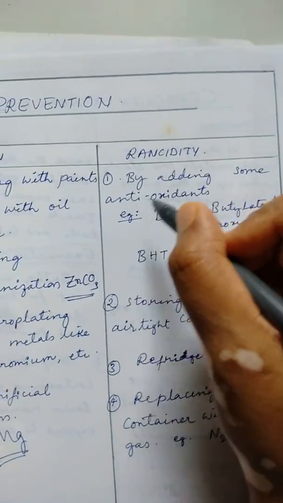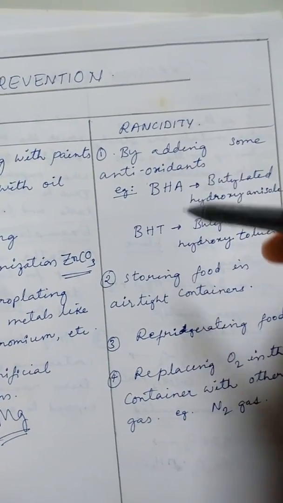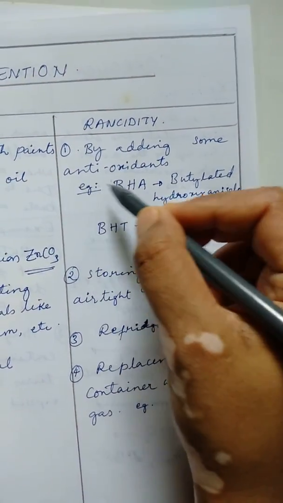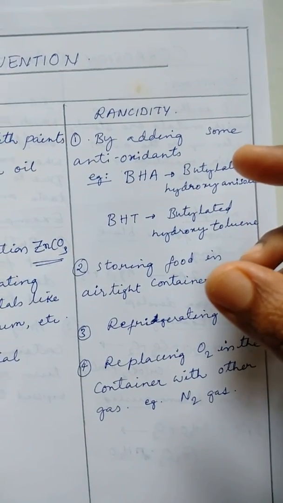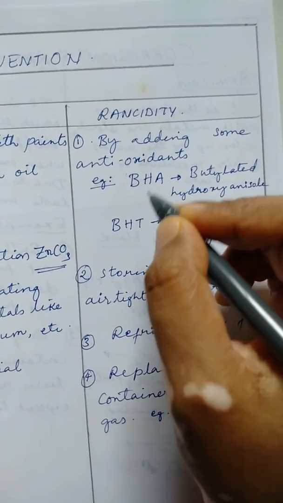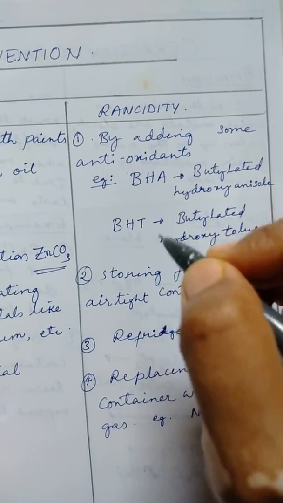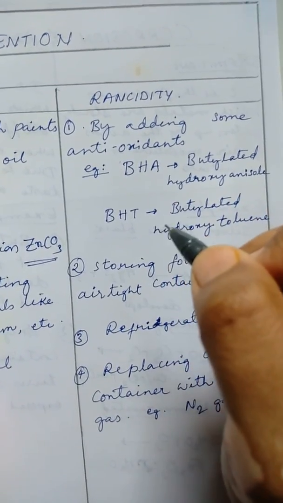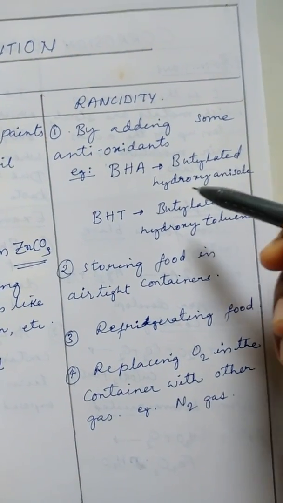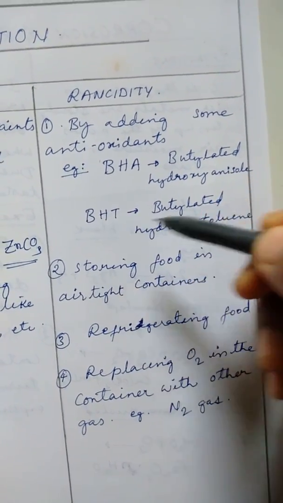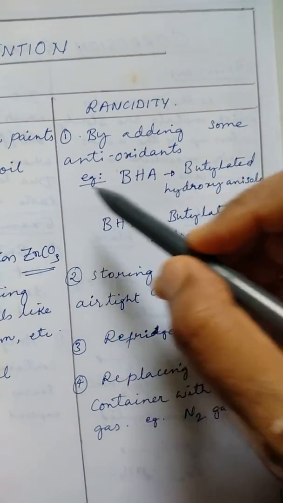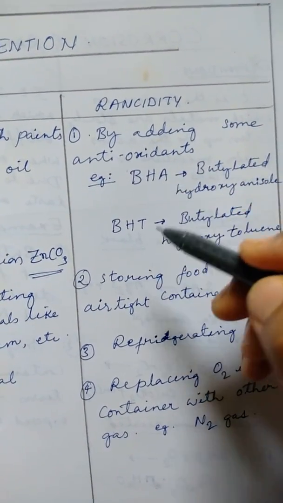Talking about the prevention of rancidity, what are the various ways in which we can prevent it? First of all, you can add antioxidants, which prevent oxidation, like BHA. These are examples of antioxidants. It's very important to know their names also, children. Many times it has been asked in the examination. So add antioxidants like BHA, which is butylated hydroxyanisole, and BHT, butylated hydroxytoluene. These two are added in some food items.